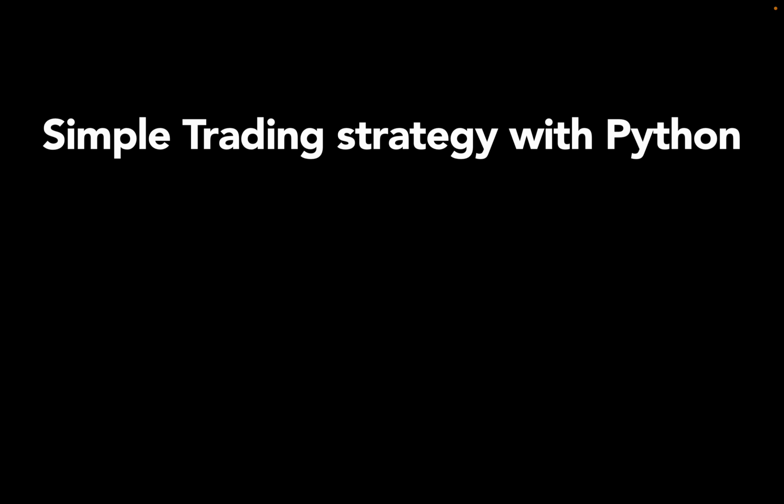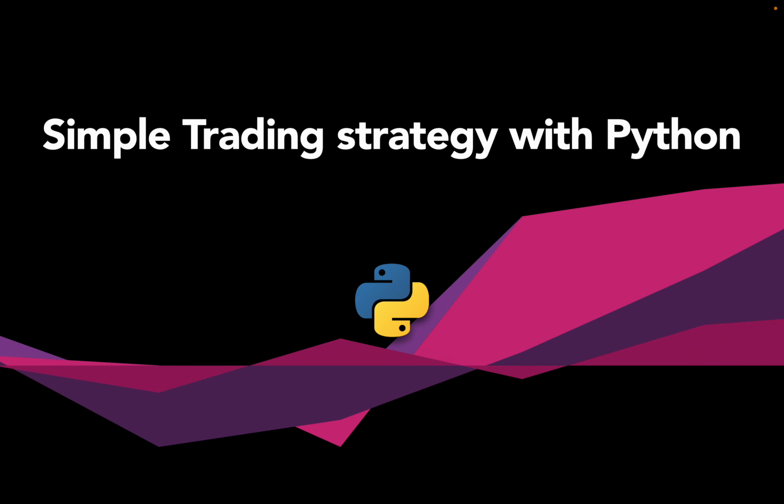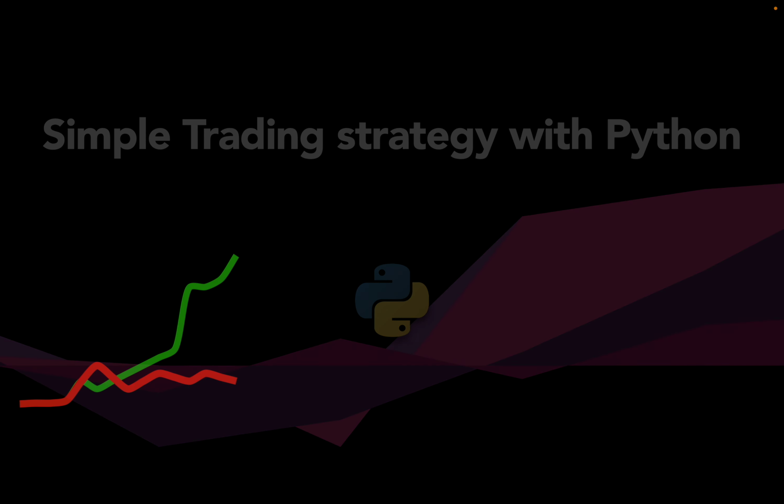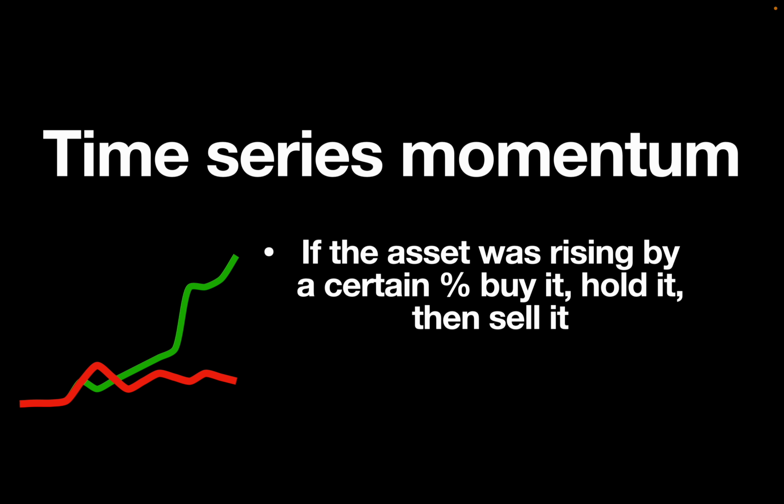Hello and welcome. In this video I'm going over a simple trading strategy with Python. The strategy we are looking at is time series momentum. That is, if the asset was rising by a certain percentage, buy it, hold it, then sell it. It also goes the other way around, so if the asset was dropping by a certain percentage, short it. I'm not covering the short side in this video, I might in follow-up videos.